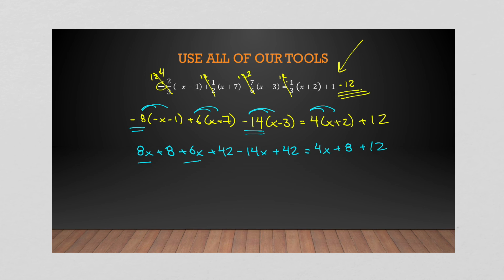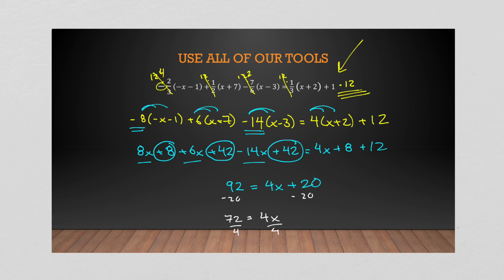We have 8x plus 6x is 14x minus 14x. Okay, so no x is left there. And then here we have 8 plus 42 plus 42, so we have 92. And on this side we have 4x plus 20. So now we are going to subtract 20 on both sides. 72 equals 4x, and then divide both sides by 4. And we get x equals 72 over 4, which is 36 over 2, which is 18.